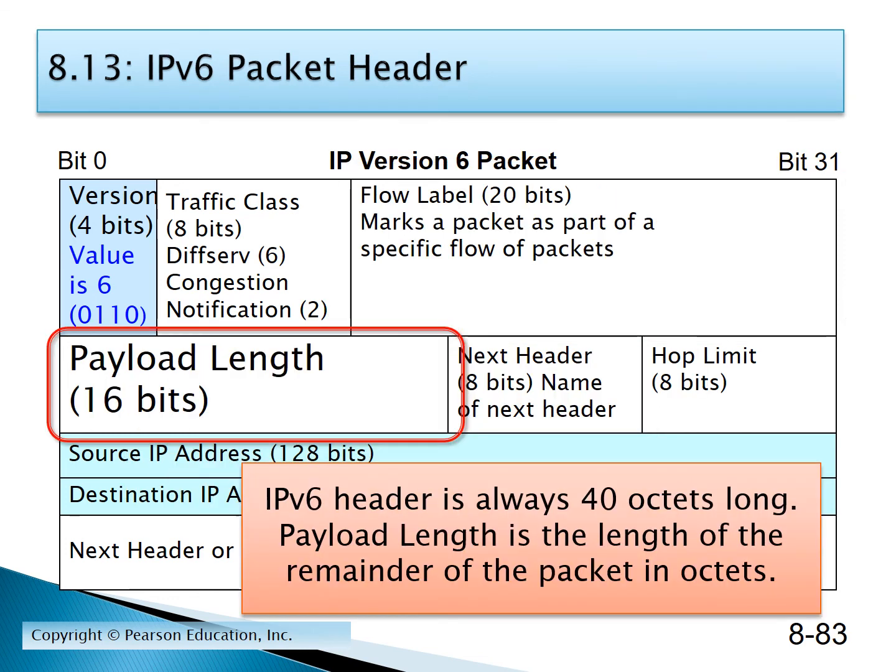And then you also have the payload length. Payload is the actual message, the actual data that you are going to send. So you are specifying the length of that part. The header is always 40 octets or 40 bytes long. Then payload length is just the length of the remaining part.